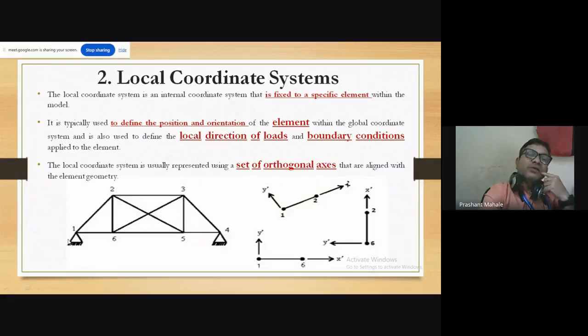Similarly 1 6, where is 1 6? This is 1 6. So 1 is taken as 0 and 6 is at some certain dimension in the x direction. Similarly 6 2 here: y is considered, and along that x is considered. Here 6 is now 0. So in this way, if you are assigning local coordinates to each element, then they are called local coordinate systems.